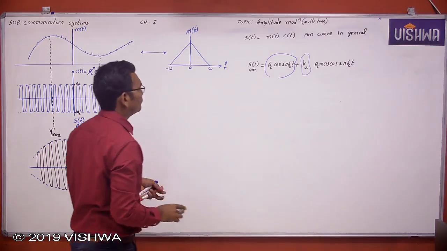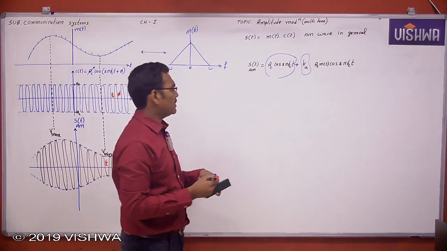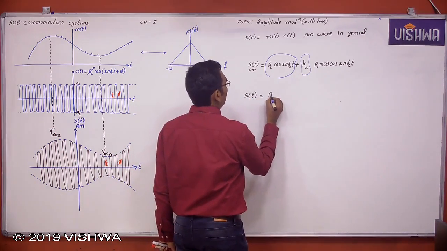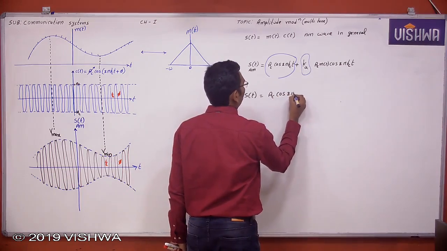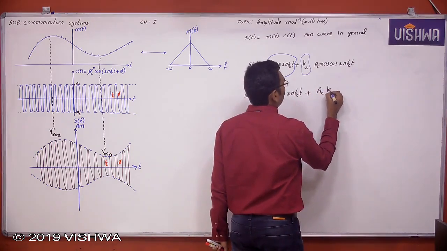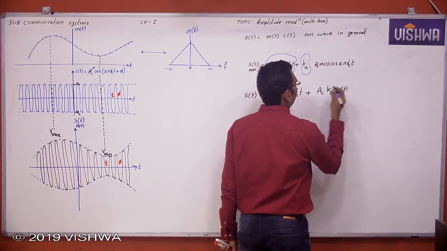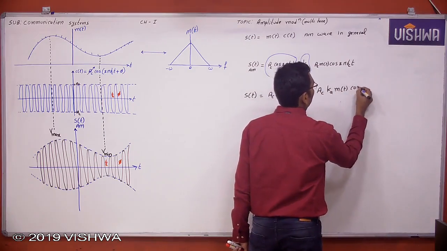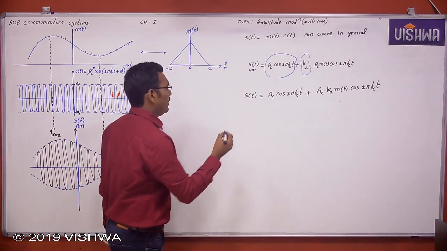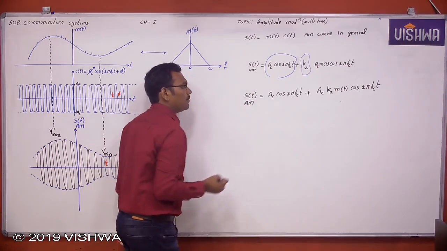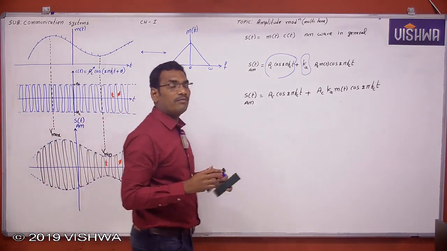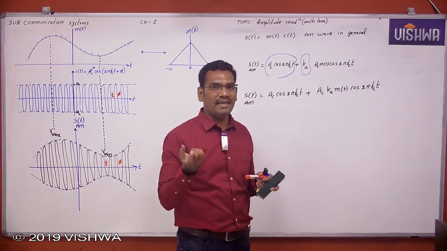Now see here. First we will see the mathematical analysis. S of t is equal to Ac cos 2 pi fct plus Ac Ka m of t into cos 2 pi fct. Now this is the AM wave in time domain, right? Now what is it in the frequency domain? I want the AM wave in frequency domain because I want to see both the definitions, and also I want to find the bandwidth. What is the bandwidth occupied by an AM signal?